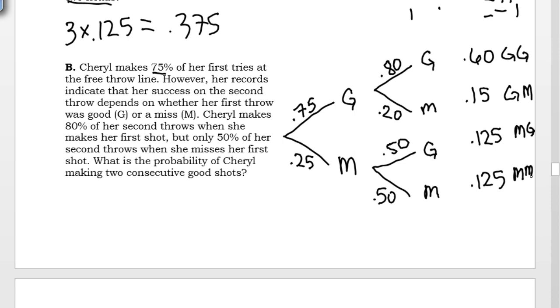So to answer the question, what is the probability of getting 2 good shots? 2 good shots would be 60%.